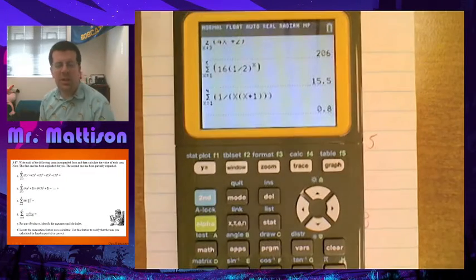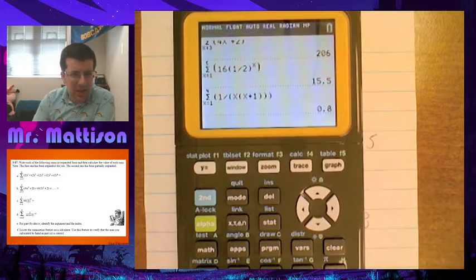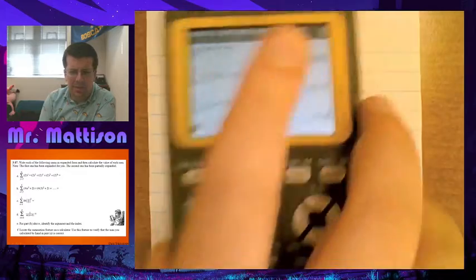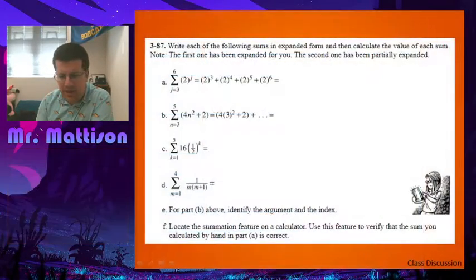Okay. So again, hopefully you got those answers, and that is how we can do that on a calculator. And again, when you're at home, if you just want to Google a summation notation calculator, you should be able to find some of those. All right, let's move on to the next bit here.